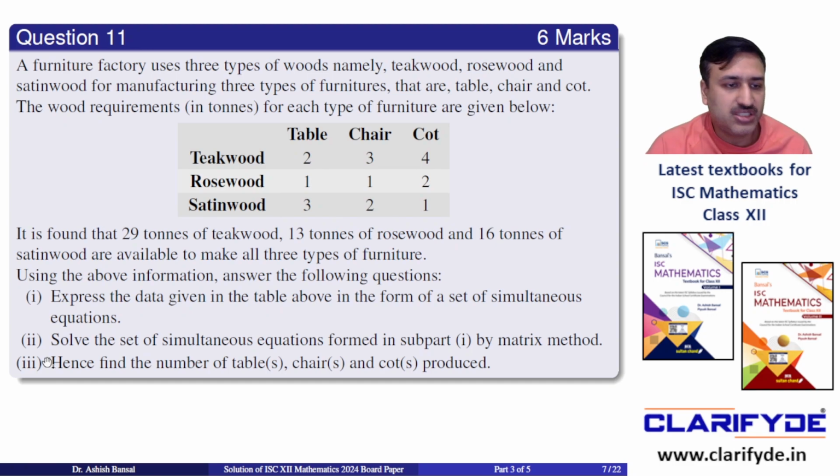These are the three things that we have to answer. Firstly, we have to express the data given in the table above in the form of a set of simultaneous equations. Then we have to solve the set of simultaneous equations by matrix method. And finally, we have to find the number of tables, chairs and cots so produced.